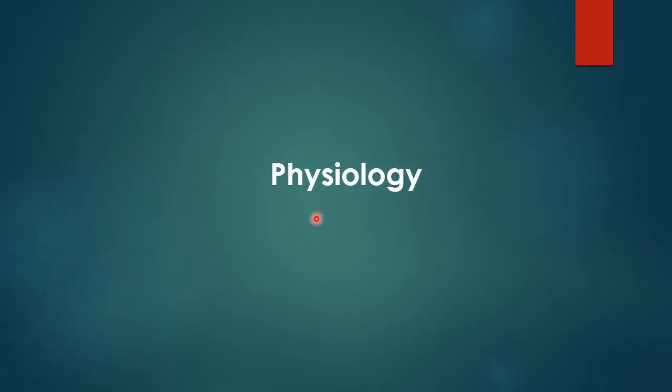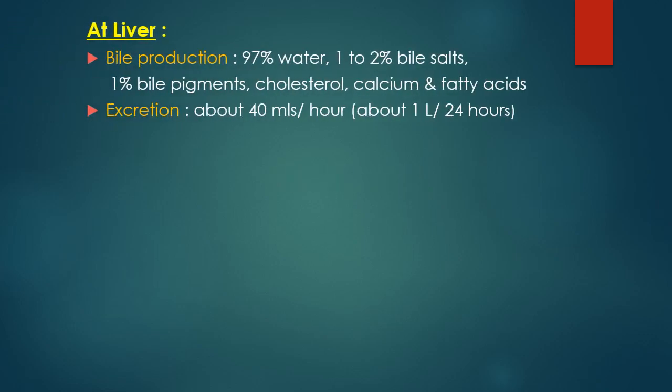Next, we come to the physiology aspects of gallbladder and biliary disease. At the liver, the bile is produced, and the bile that's produced contains 97% of water and 1 to 2% of other things like bile salts, pigments, cholesterol, calcium, and fatty acids. The excretion of the bile from the liver is at the rate of 40 mL per hour, which works out to be about 1 liter for 24 hours.